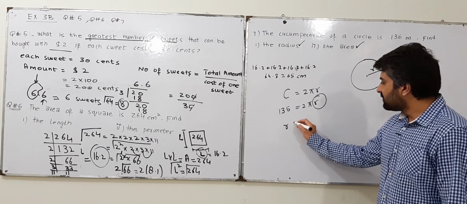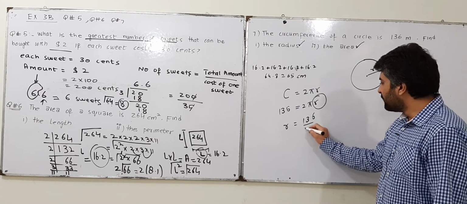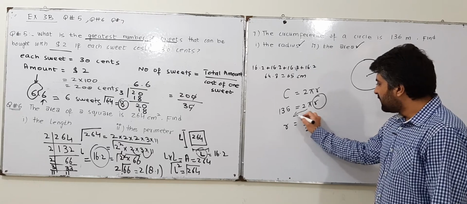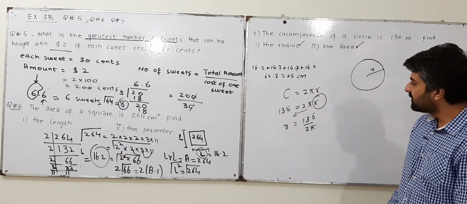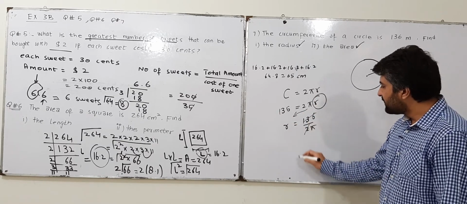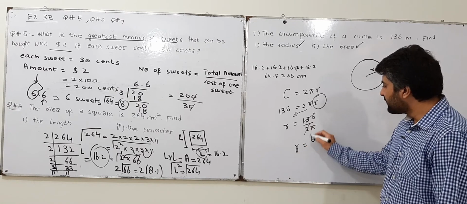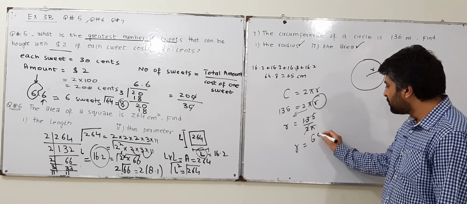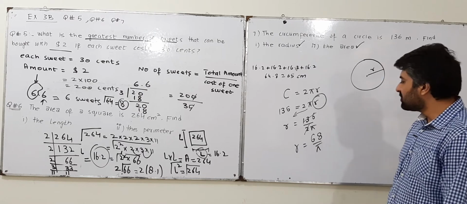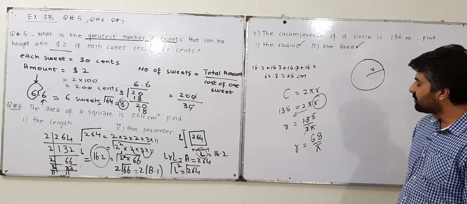So radius is 136 over 2 pi. This 2 pi will go on the left side, it will divide 136. 2 and 136 can be cancelled. You will get 2 6s are 12, 1 carried over, 2 8s are 16, so 68 over pi. This is the answer for radius.